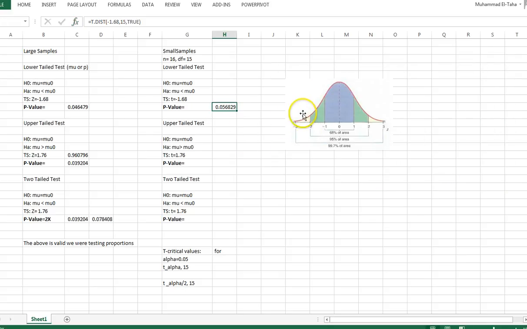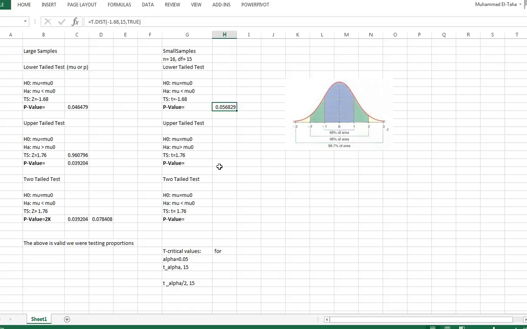Basically, I have my t-distribution, which should be a little bit flatter than this, but if I put that negative 1.68 here, that gives me the p-value. In the upper tail, I can do the same thing. In this case, I can use the same t-distribution function and put negative 1.76, so I can get the corresponding area in the lower tail. Or I can put the positive value, get the value here, and take 1 minus that.